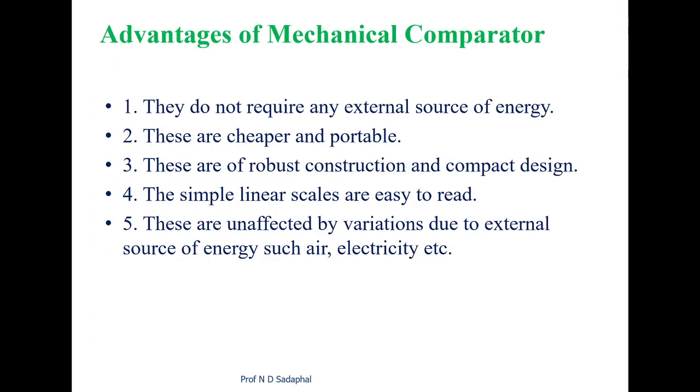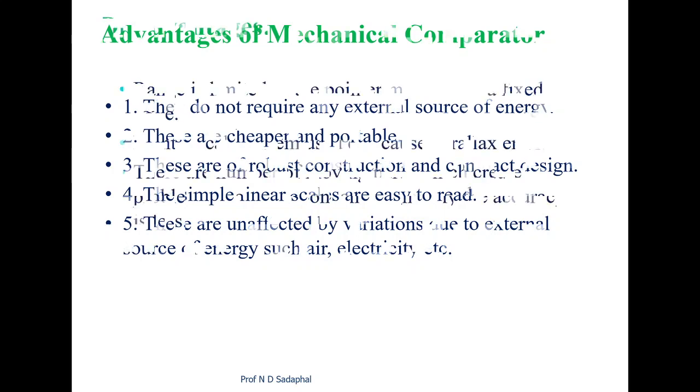There are different advantages of a mechanical comparator. It does not require any external source of energy such as electricity. These instruments are cheaper and portable. We can use them easily. Robust construction is there. The linear scale is easy to read, how much deviation happens we can read easily, and it is unaffected by variation in external sources of energy such as air and electricity, which do not have any effect on the measurement.